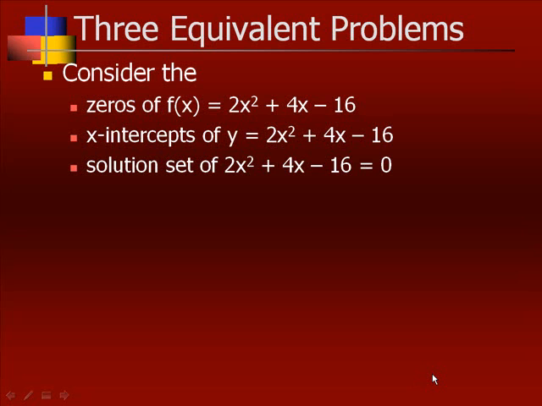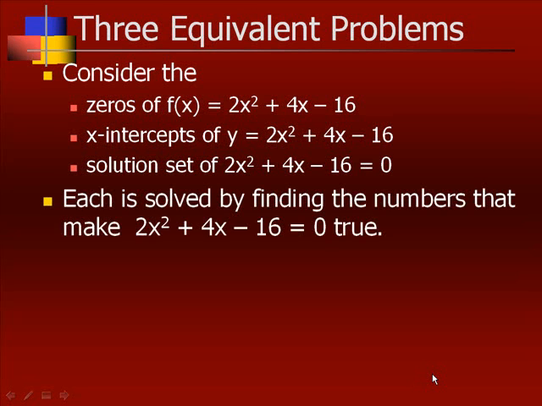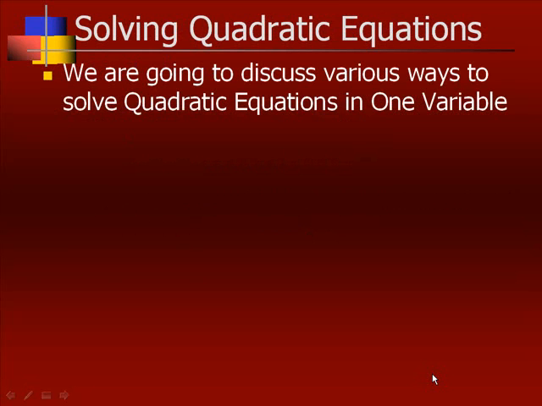And the solution set of 2x squared plus 4x minus 16 equals 0 are those x values that would produce 0 on the other side. So when we mention those, they are all three sort of the same thing. Each is solved by finding the numbers that make 2x squared plus 4x minus 16 equals 0 true.